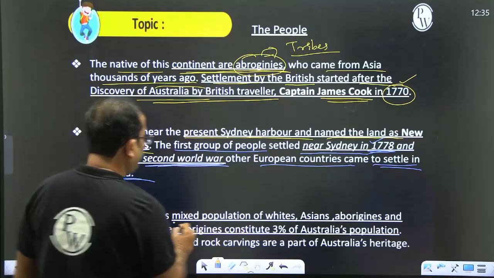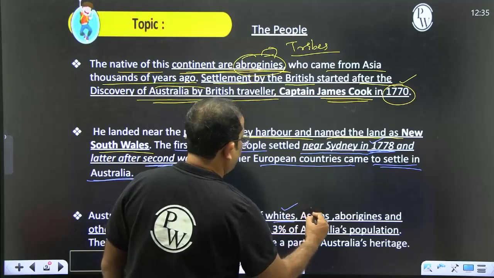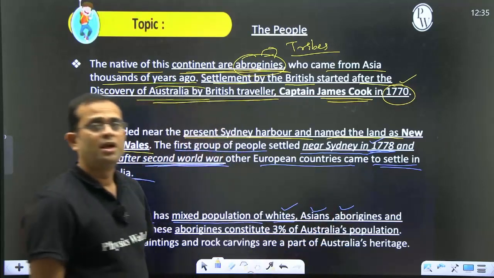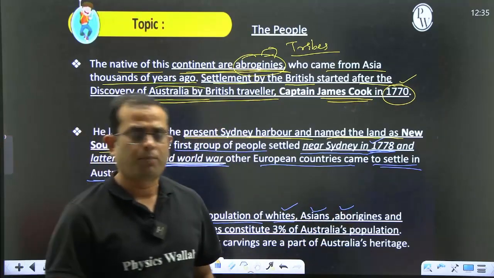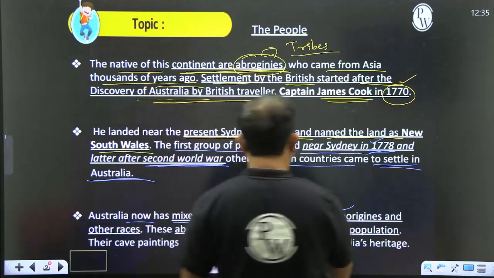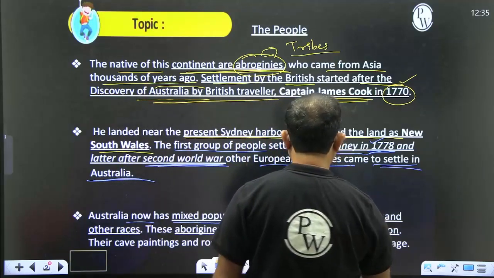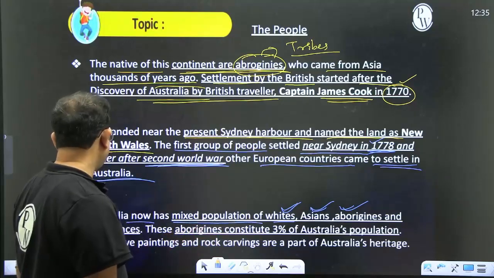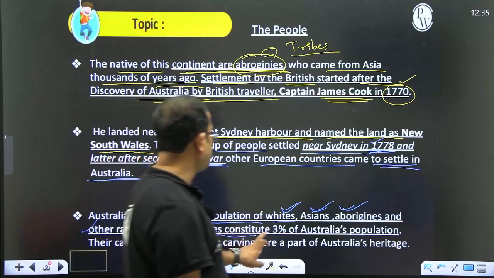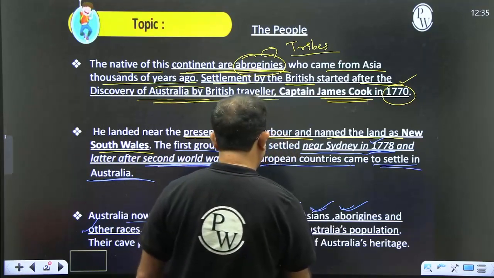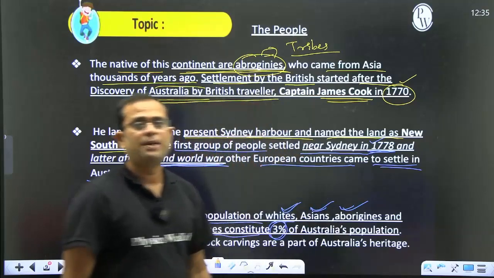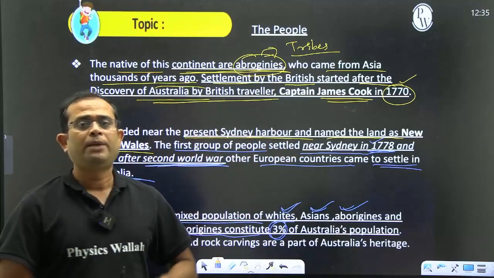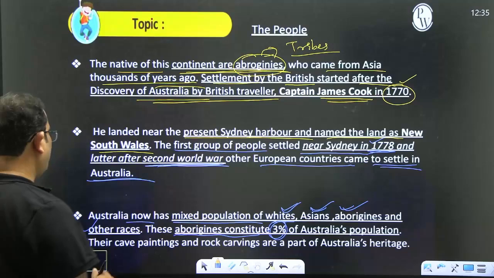Australia now has a mixed population of whites, Asians and Aborigines, and other races. These Aborigines constitute about 3% of Australia's population.